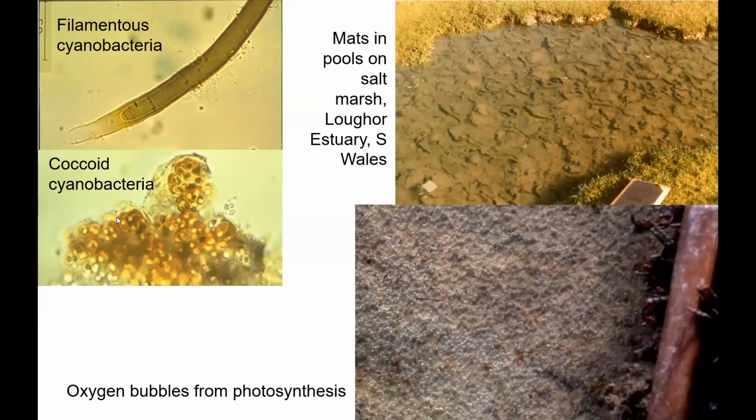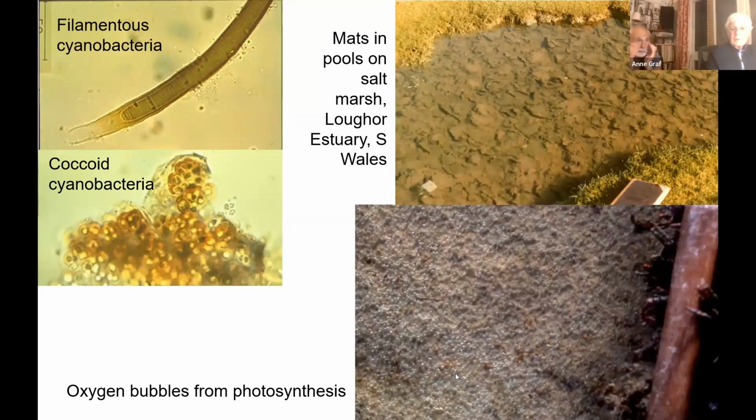And these cyanobacteria form either coccoid cells, round cells in clumps, or they form a long line of cells to give you a filament. And you get both types, and you get a whole assemblage of different species within a mat. And they photosynthesize, and sometimes you can actually see this. You can see here, these are the oxygen bubbles forming on the mat from photosynthesis. So they are converting CO2 to oxygen.